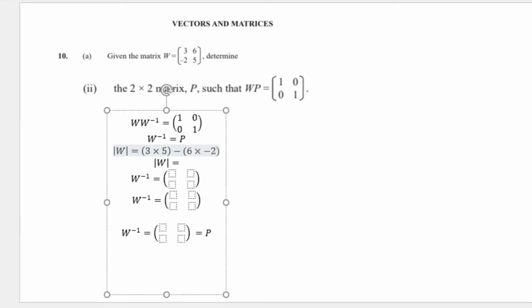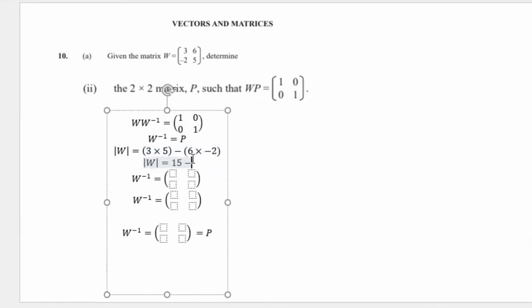So therefore, what we'll have here is 3 times 5, that will give us 15, minus 6 times negative 2, that will give us a negative 12, and therefore what that will give us is 27, because you know this minus times this will result in a positive sign. So 15 plus 12, that will give us 27. So therefore our determinant is 27.